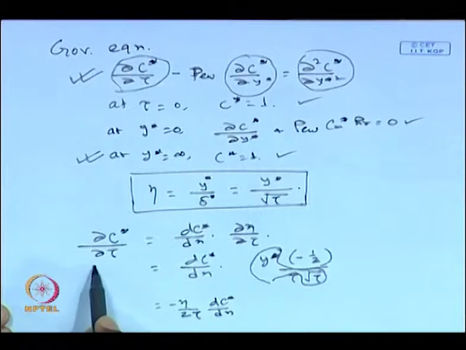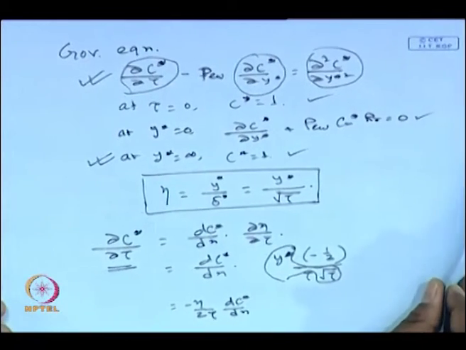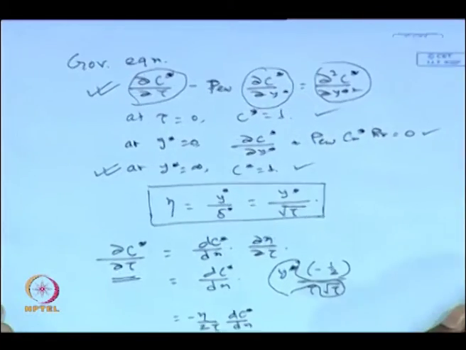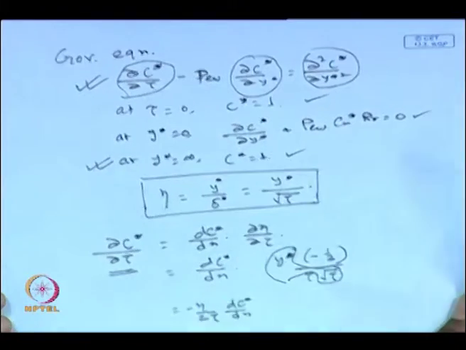So, this partial derivative with respect to tau can be expressed in terms of the total derivative with respect to eta. Now, we will look into the other derivatives, del C star del y star and del square C star del y star square.